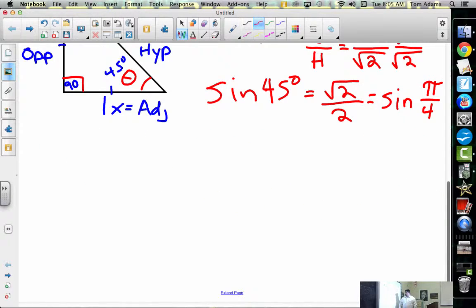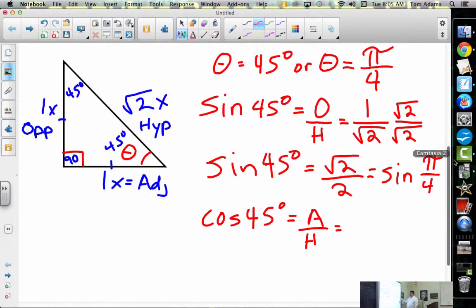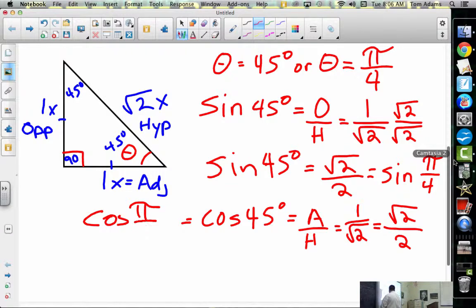So then, what's cosine? Well, then cosine of 45 degrees would be the adjacent over the hypotenuse, which is still what? 1 over root 2, which when we rationalize would be root 2 over 2, correct? Does that make sense? Yeah? So then that's also the same as what? Cosine of pi over 4.